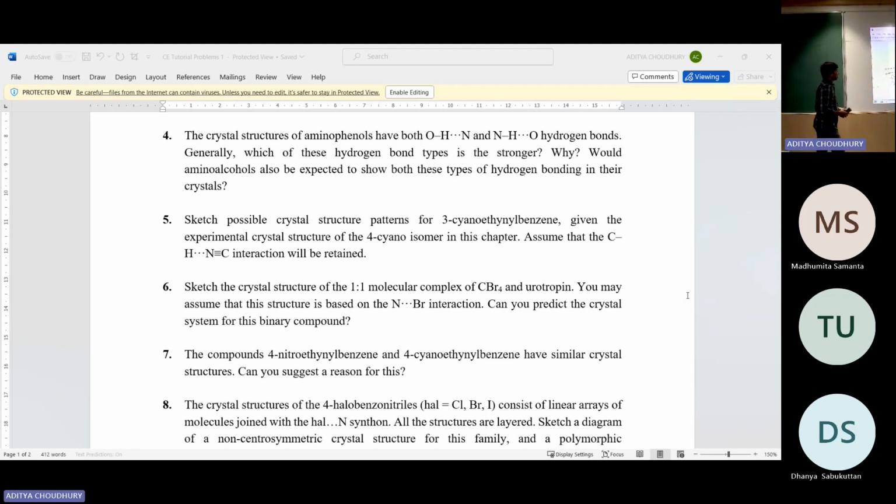The next one is more like the drawing side. Maybe you can draw it and let's discuss it. So 3-cyano ethynyl benzene: sketch the possible crystal structure patterns of 3-cyano ethynyl benzene, given the experimental structure of the 4-cyano isomers in this chapter, which I think the professor covered in yesterday's lecture. Assume CH N and cyanide interactions will be written. So these are the non-covalent interactions, the CH N.